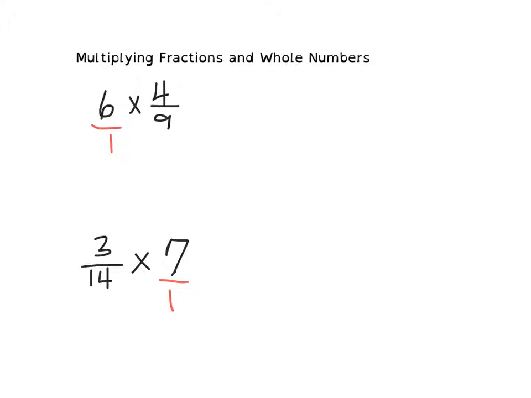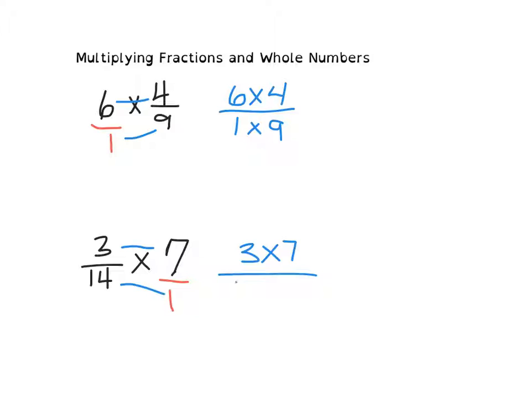Our step 2 is where we multiply across. Remember, when we multiply fractions, we're going straight across. So we go straight across for your 6 times 4. You go straight across for your 9 times 1. Please do not forget that fraction bar. Same on this one. We go straight across for our 3 times 7. We go straight across for our 14 times 1.